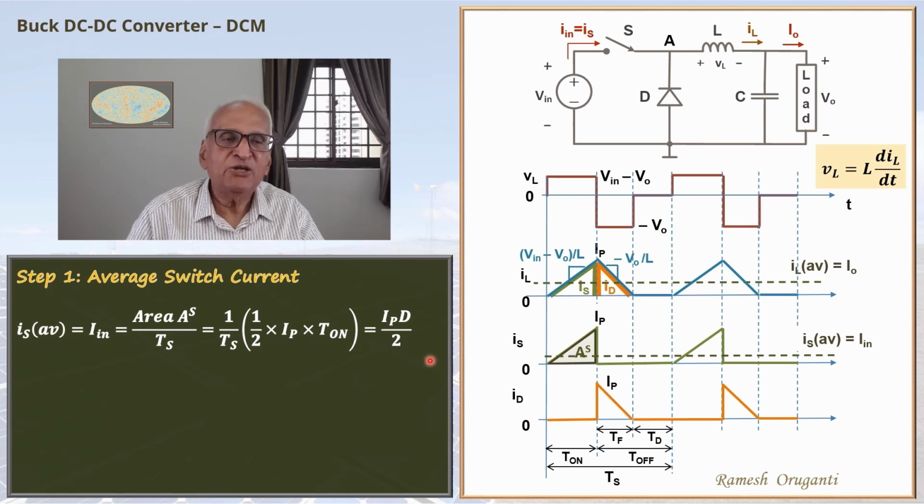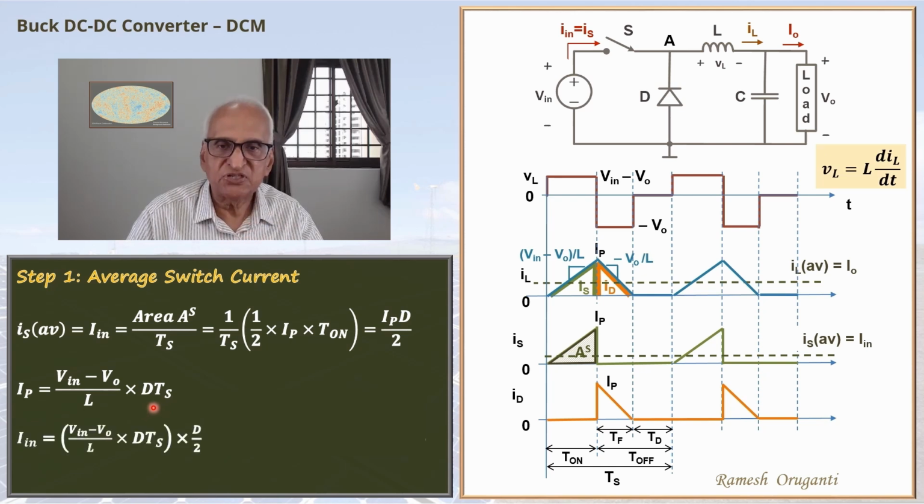We can find the value of IP by taking the slope of the current, which is (Vin minus V0) by L, multiplied by the interval T on. So IP is (Vin minus V0) by L times T on. T on is D Ts. T on, the on interval, is duty cycle times the switching period. Combining the two, the DC input current will be (Vin minus V0) by L times D Ts times D by 2.